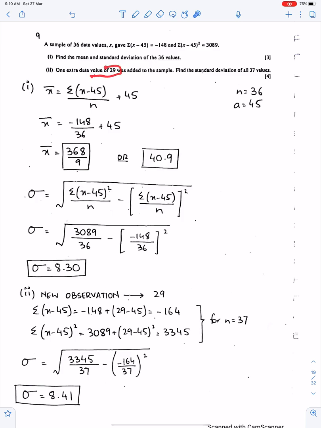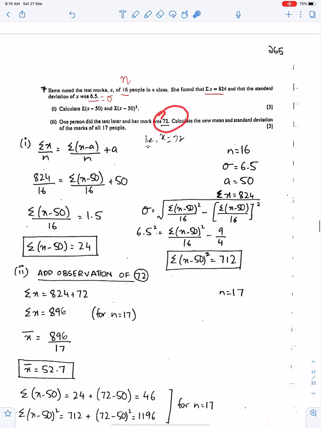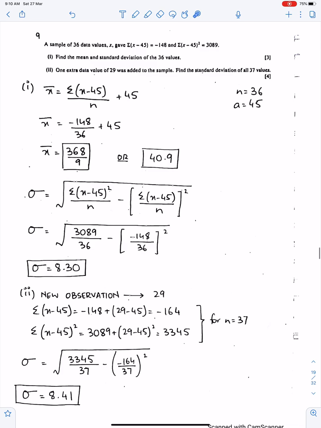One extra data value 29 was added to the sample. This question is similar to this question. Find the standard deviation of all 37. You all know how to add 29 into this data. So X minus 45. This 29 means X, so you have to add 29 minus 45 into this, and 29 minus 45 square into this. And this is the formula of the standard deviation. Give your answer up to 3 significant figures.